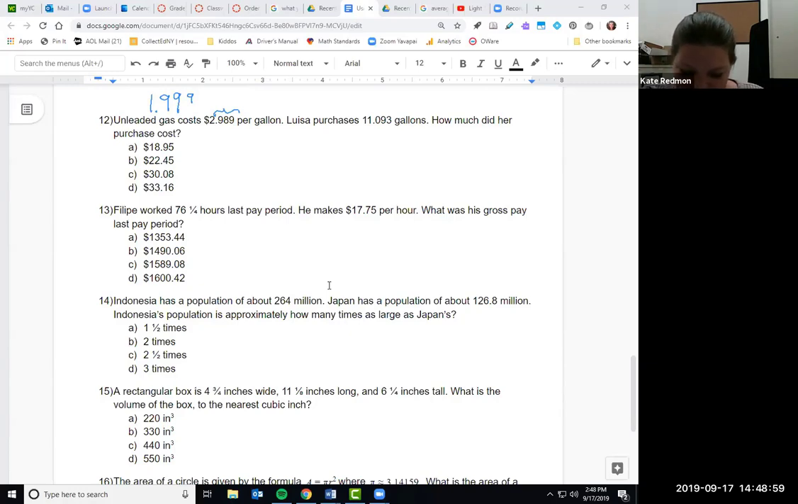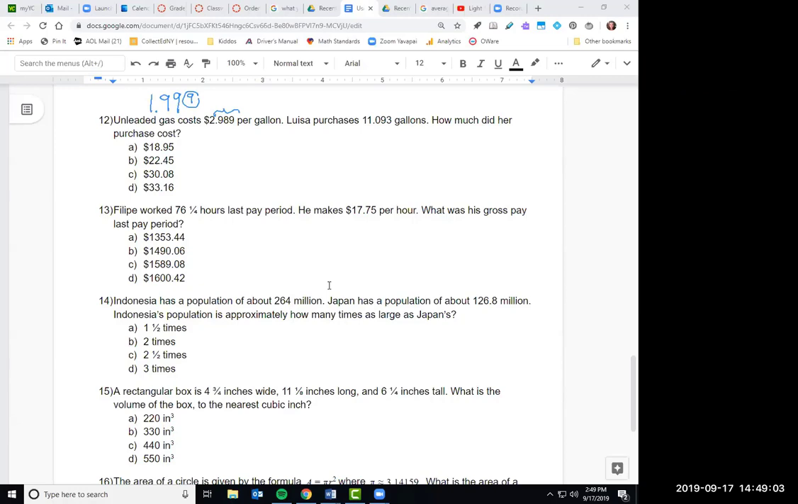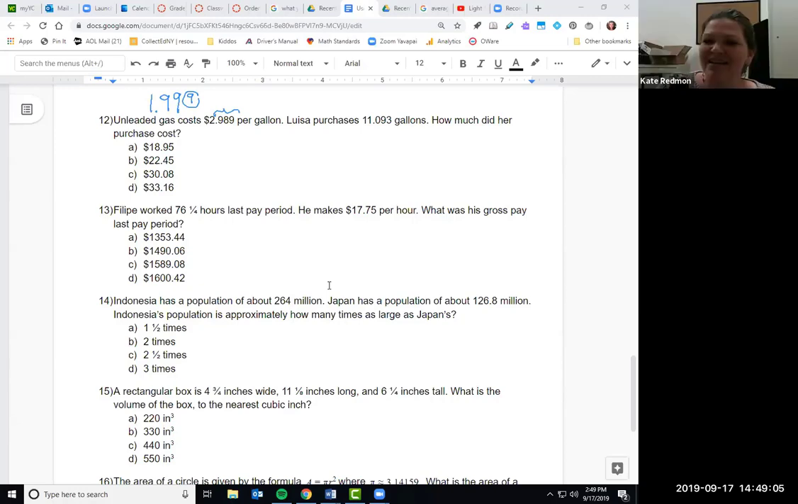They're charging you pieces and parts of a penny. Now, they round the final amount, don't get me wrong, but they charge those pieces and parts of a penny to make more money. Unleaded gas costs that. Now it says Louisa purchases 11.093 gallons. How much did her purchase cost?